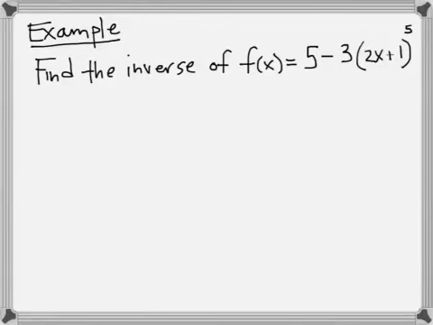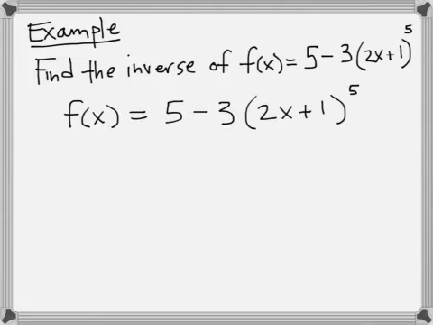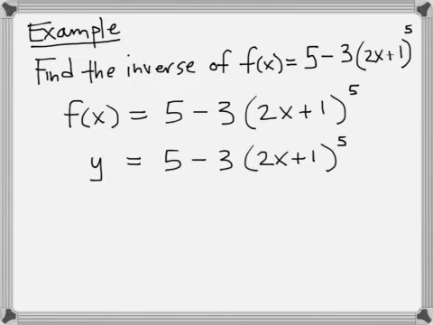In this example, we want to find the inverse of the function f of x equals 5 minus 3 times (2x plus 1) to the fifth power. So what we're going to do is just first rewrite the function here, and then the very first thing you want to do is replace f of x by y.